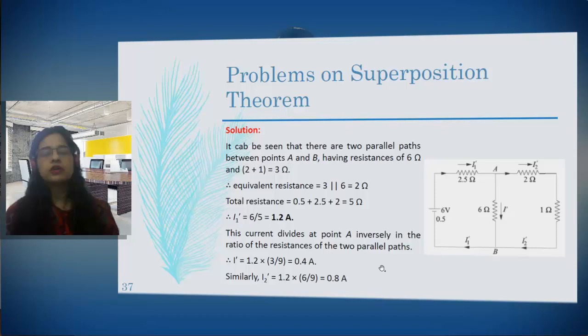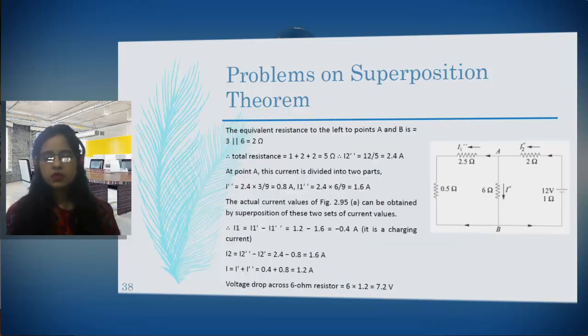Now this is for the first case when the 12 volt battery was removed. Now what will happen when the 6 volt battery is removed and the 12 volt battery is reconnected? So this is the circuit. The 12 volt battery is reconnected, the 6 volt battery is removed and replaced by its internal resistance 0.5 ohm, and these are the assumed current directions which we have chosen. Again, direction depends upon you, which direction you want to take. So here it will be I2 double dash, I1 double dash and I double dash.